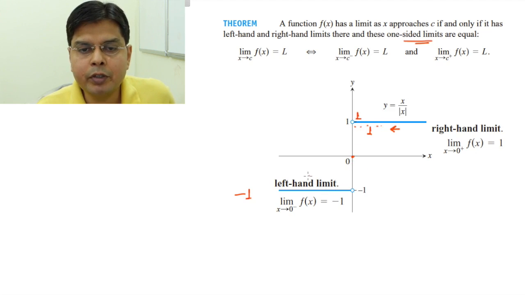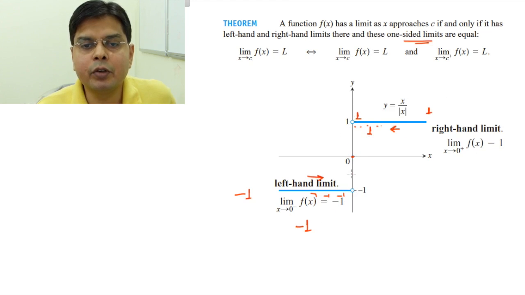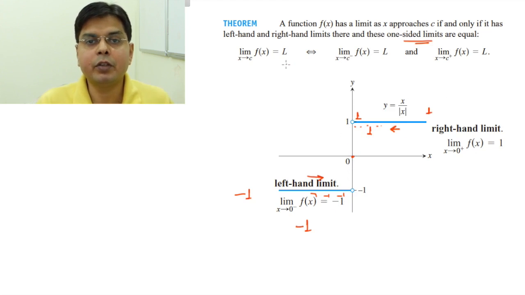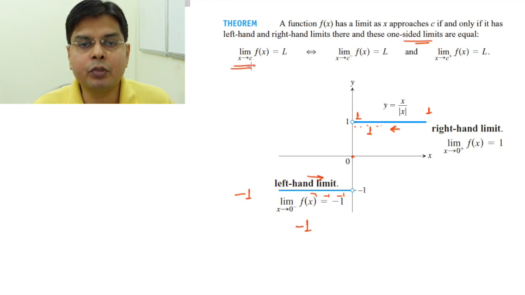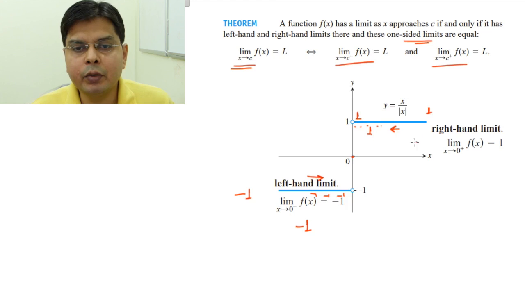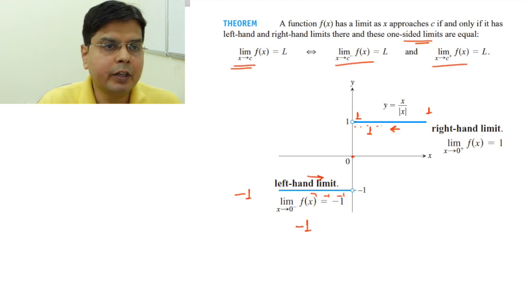If I approach this point 0 through this direction, through this line, what will we have? Here minus 1, here also minus 1. So ultimately this limit will be minus 1. So this is plus 1, this is minus 1. These two are not equal. Therefore, there will be no limit at x equal to 0. So for a function to have a limit at x equal to c, the left hand limit and the right hand limit both have to be equal. If they are not equal, then the function is not having a limit.